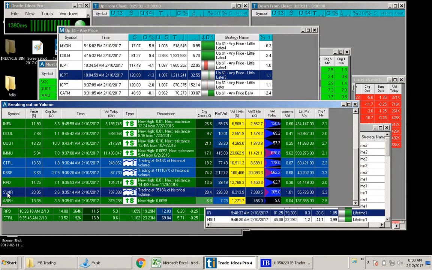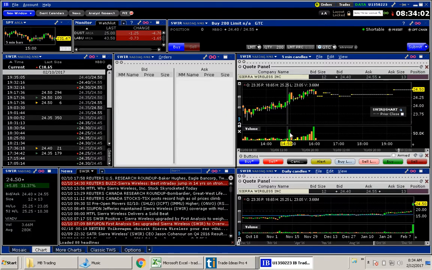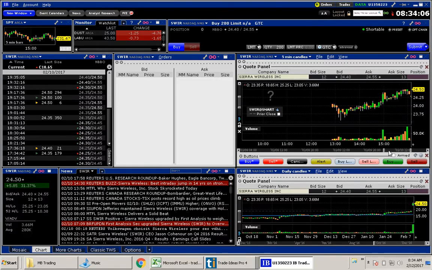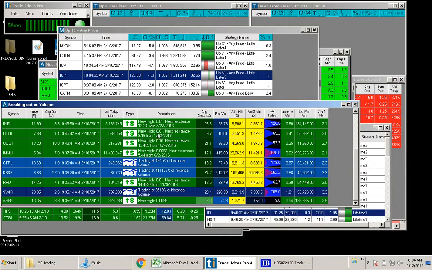Sierra Wireless. This caught my eye right around 9:35. If we take a look here, it opened up and had a great move up right away. If we'd gotten in right around 24, we could have taken this up over 25, a great $1 move.